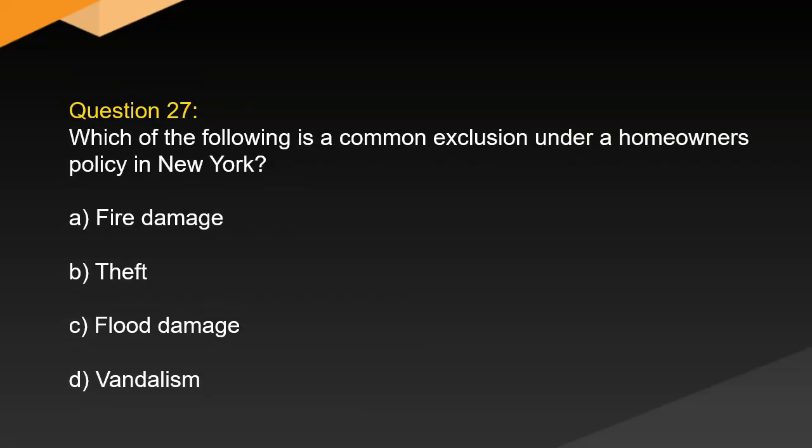Question 27. Which of the following is a common exclusion under a homeowner's policy in New York? A. Fire damage. B. Theft. C. Flood damage. D. Vandalism.